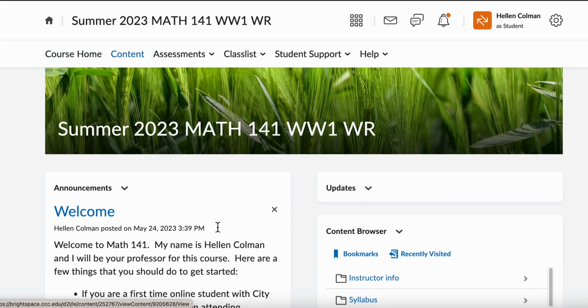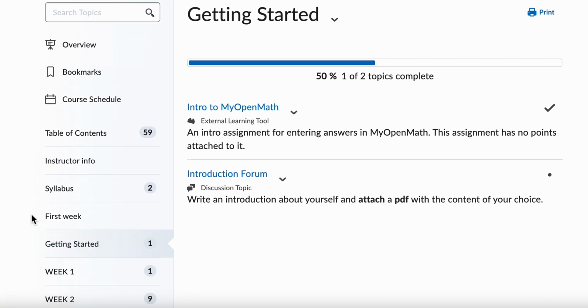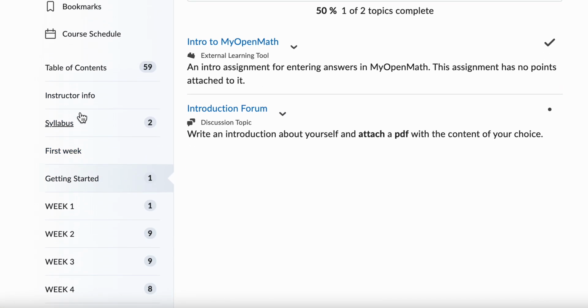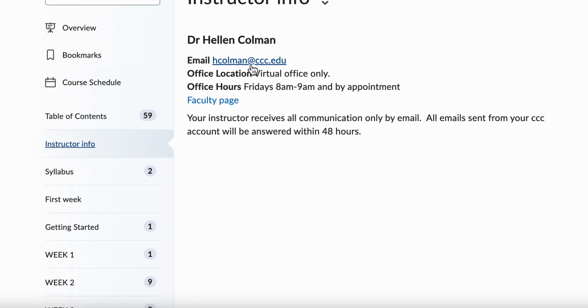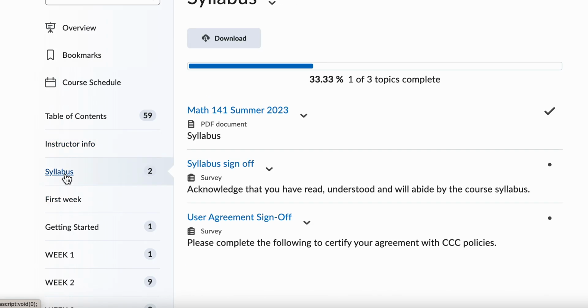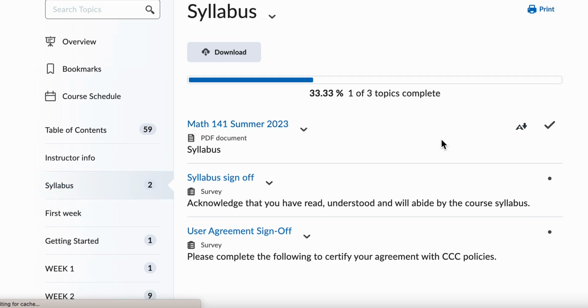Let's go back to the content page and look at the elements that you have here in the table of contents. The first one says instructor information. So here is my email address. Essentially, here is where you can reach me. You should send me an email with any question that you may have. And the second one is very important, since it's the syllabus.